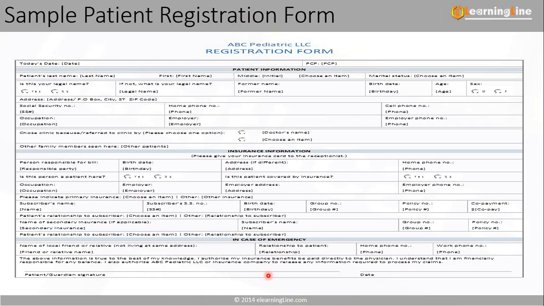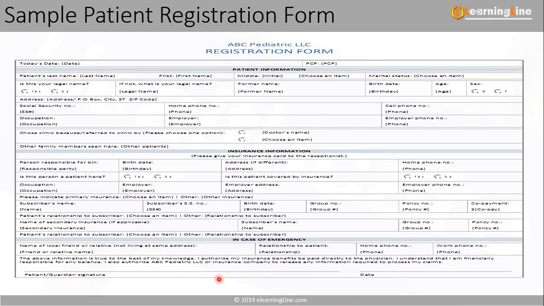We don't see it in the bottom, but there is another part of this. See, this is your patient signature and the date and everything, but there is another part of it. Usually it says something like, I authorize my insurance benefit be paid directly to the physician. Or it may say that I understand that I am financially responsible for any balance due. I also authorize ABC Pediatric LLC or insurance company to release any information required to process my claim.